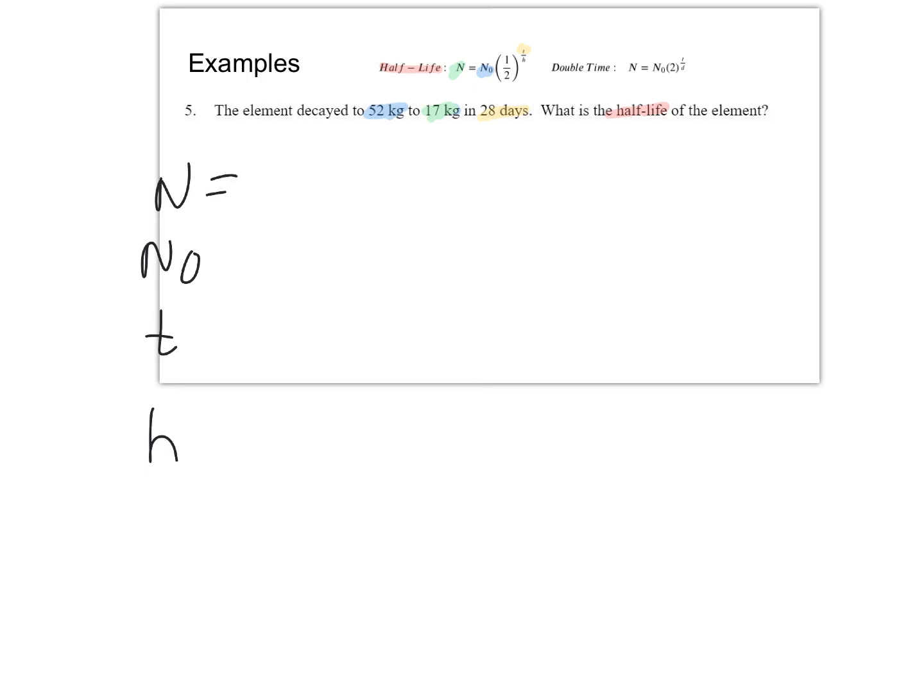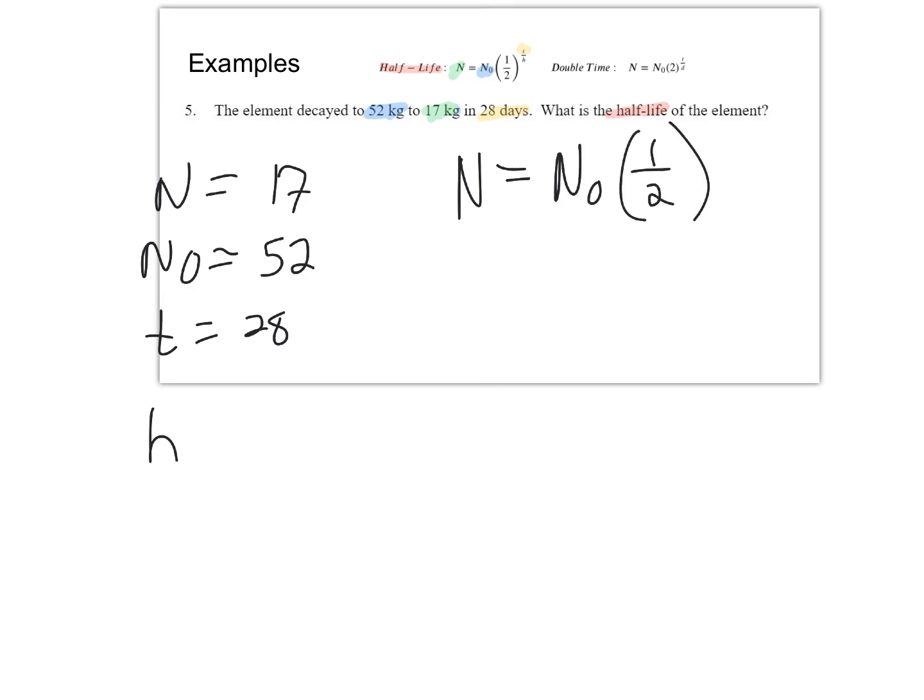All right, so let's fill in what we know. Our N is going to be 17. Our original value was 52. Time, I don't know what that... Oh, actually, I do know. It was 28 days. And they want to know the half-life. So very similar to the one we just did. N equals N-O times 1/2 raised to the T over H.